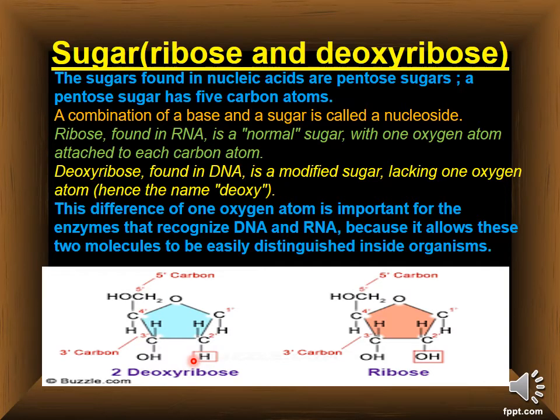This is the main difference between deoxyribonucleic acid and ribonucleic acid. In ribonucleic acid, each carbon has one oxygen, but in deoxyribonucleic acid, one carbon, which is the second carbon, doesn't have an oxygen. This is the main difference. So I hope that you understood the pentose sugar, deoxyribose sugar and ribose sugar as well.